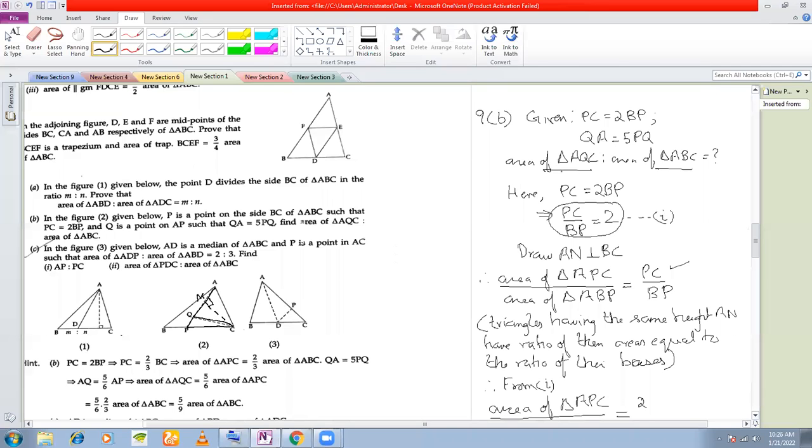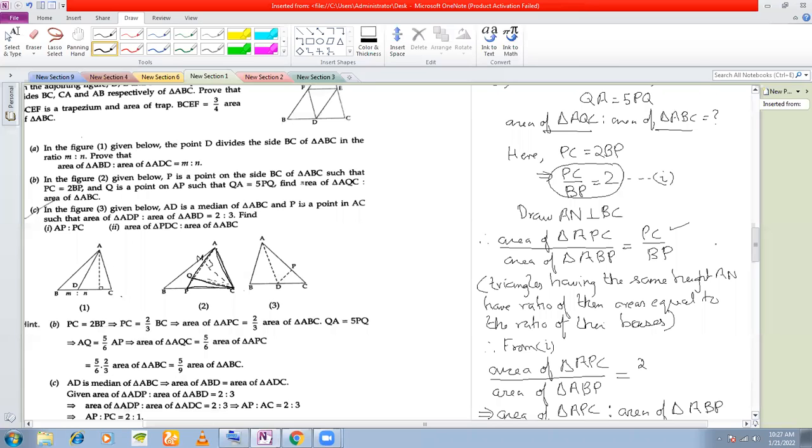Okay, not QPC. We need to bring AQC in. AM is also the height of this triangle, AQC, right? Let me draw once again. If you see, this AM is the height of APC, this triangle, and it is also the height of AQC, right? That means these two triangles have the same height, AM, isn't it? That means the ratio of the areas must be equal to the ratio of their bases.